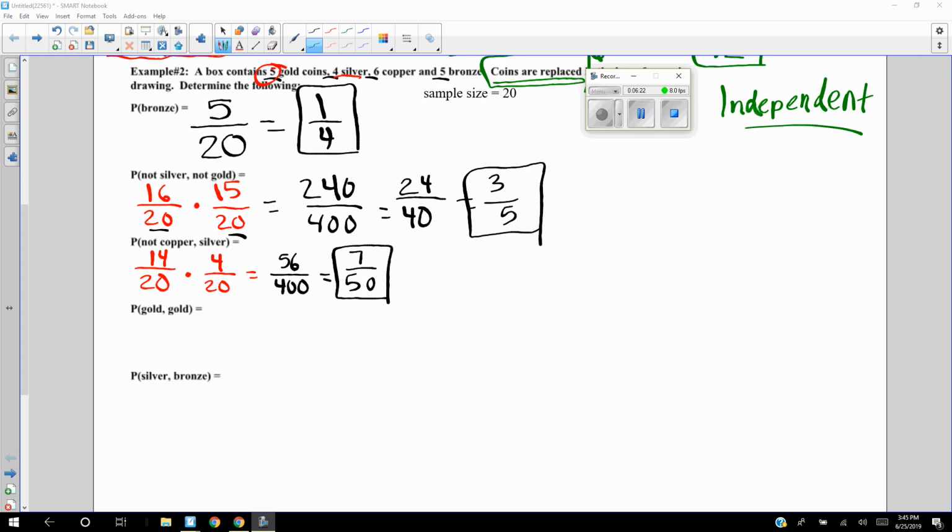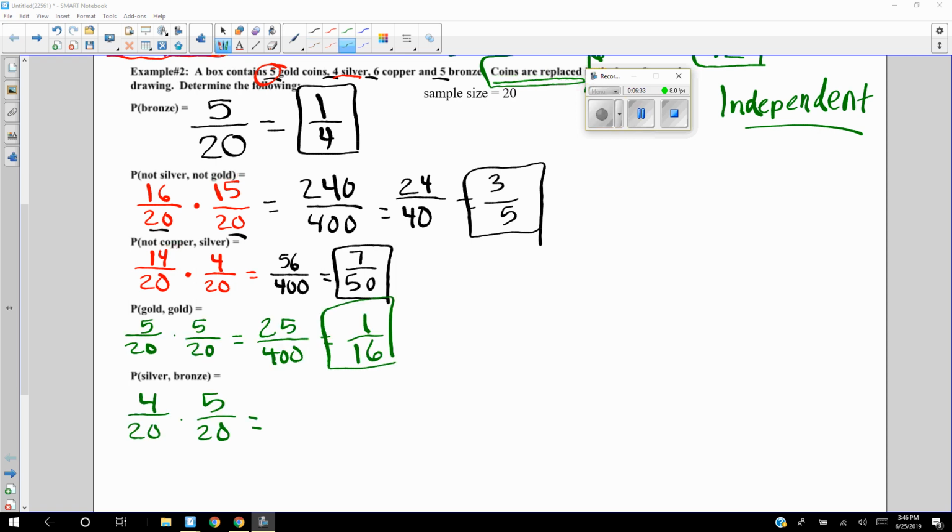So the probability of not copper is 14 out of 20. Multiply that by the probability of silver is 4 out of 20. Reduce, 7 out of 50 is your answer. So here's the rest of our answers. You just multiply that one out and reduce it. I think that's right, 1 out of 20.